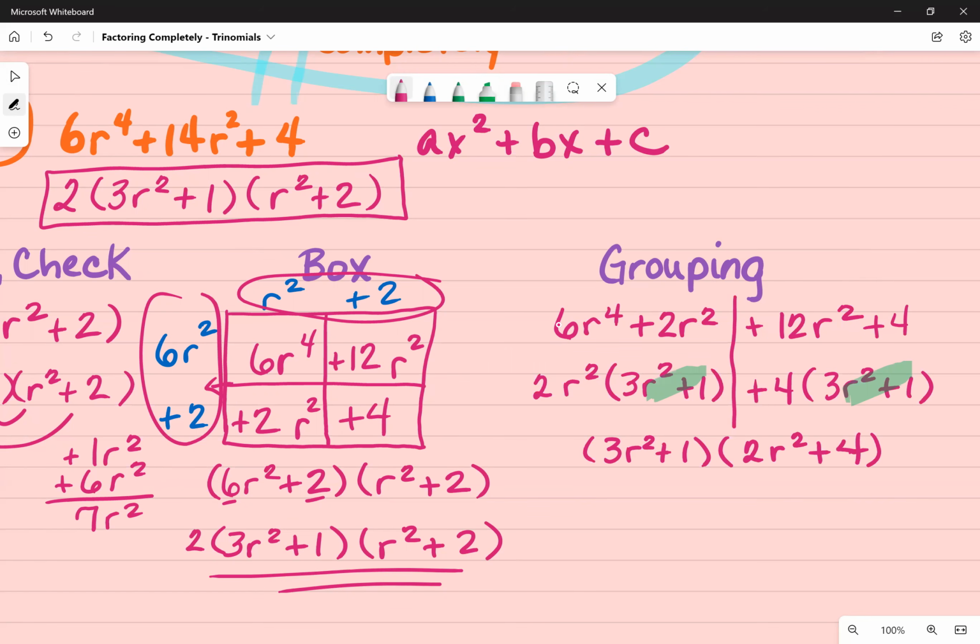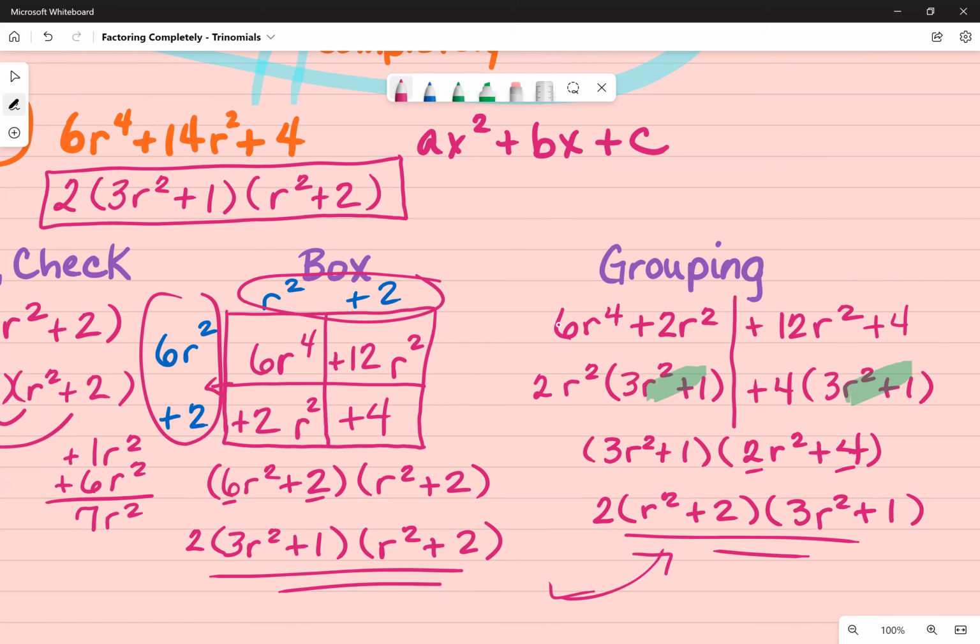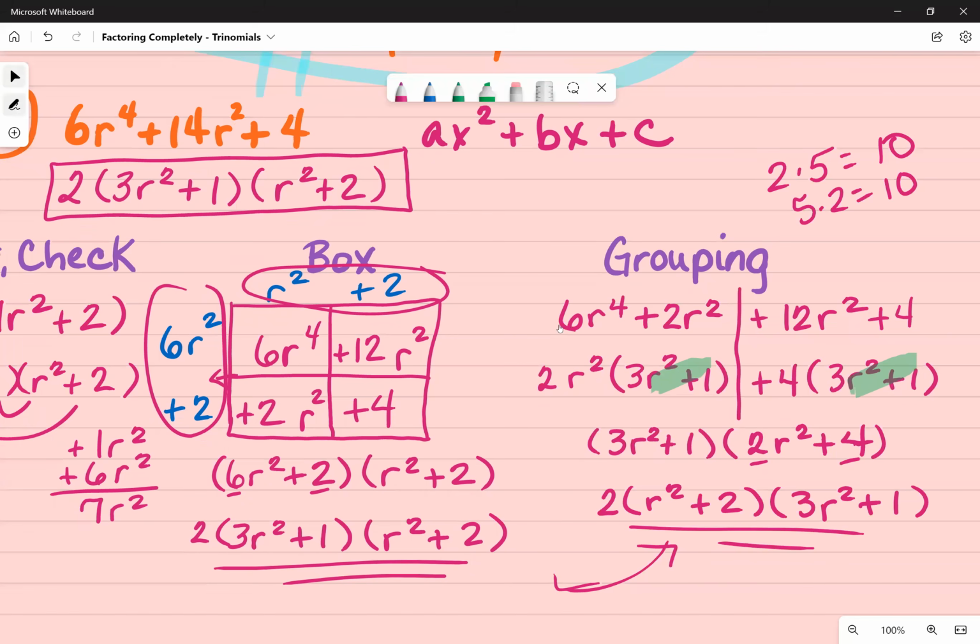Again, if I did not take out my GCF in the beginning, I'm going to have to do it now, because I notice that I can actually further simplify that. I can take out a GCF of 2, and I'm left with r squared plus 2 times the quantity of 3r squared plus 1. Same answer, I just switched the order. And it does not matter if you switch the order, because think about it. If you multiply 2 times 5, that's going to give you 10. And if you multiply 5 times 2, guess what? You still get 10. So it's okay to switch the order of your binomials.